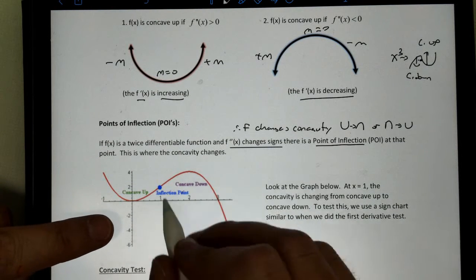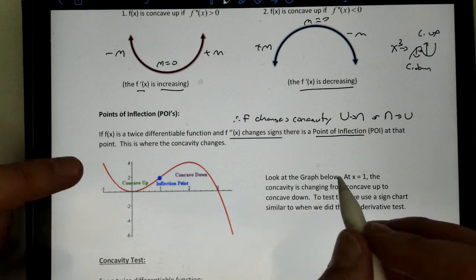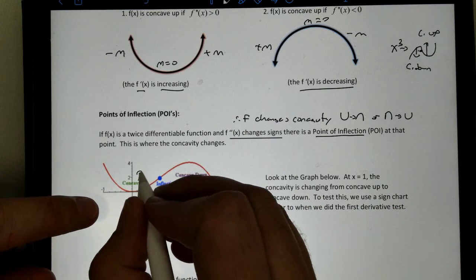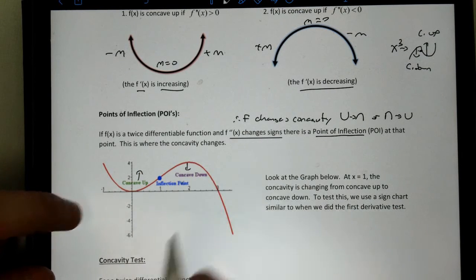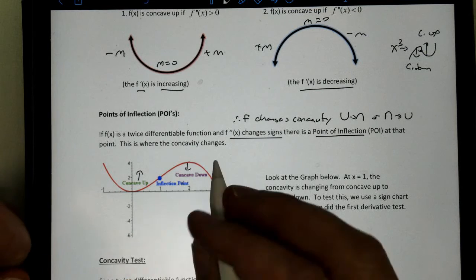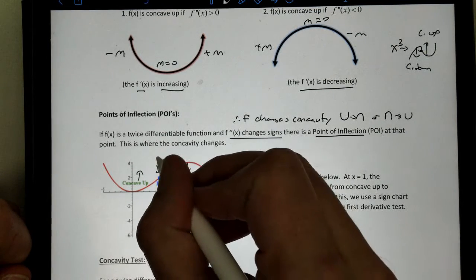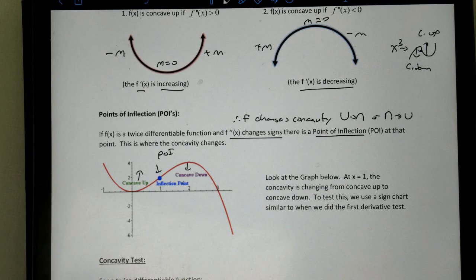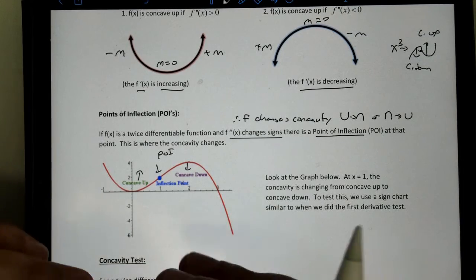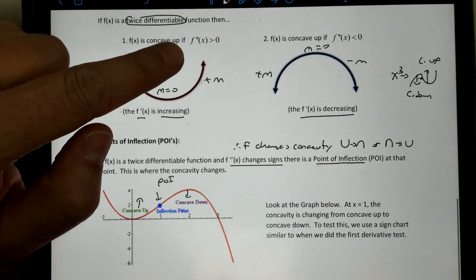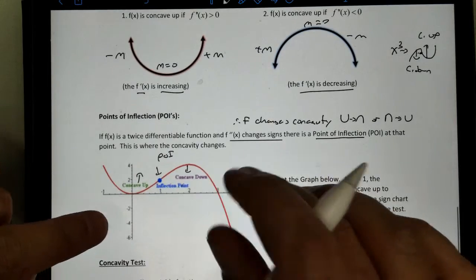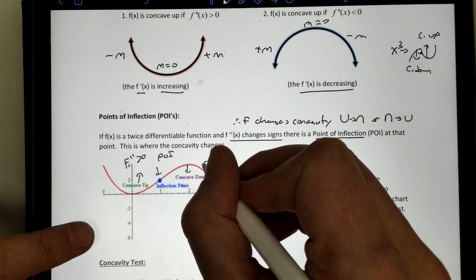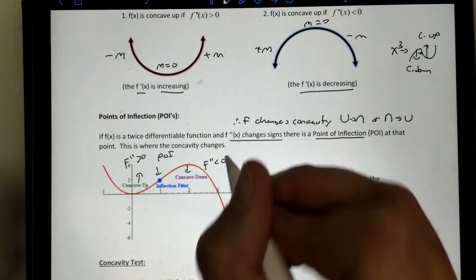And we kind of see that in the graph here. If we look at the graph to the side, at x equals 1, the concavity is changing from opening up to concave down, or opening down. So this is what we call a point of inflection, or a POI. You can call it an IP, an inflection point, as well. Now, notice we're looking at the signs. If it's concave up, the second derivative is positive. Concave down, the second derivative is negative.